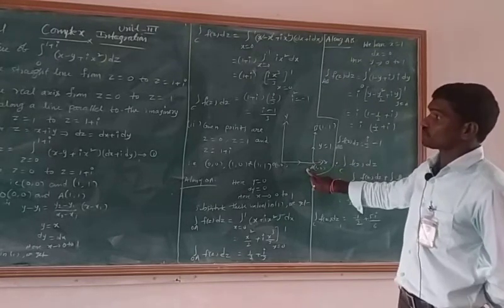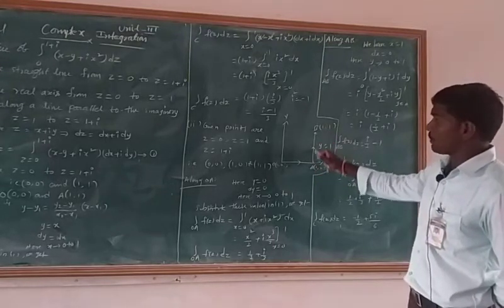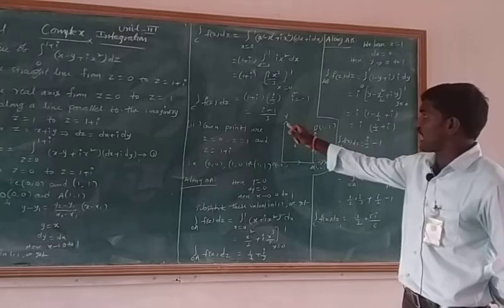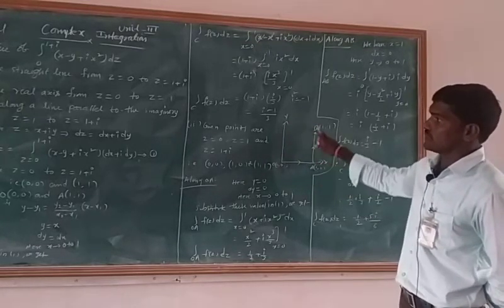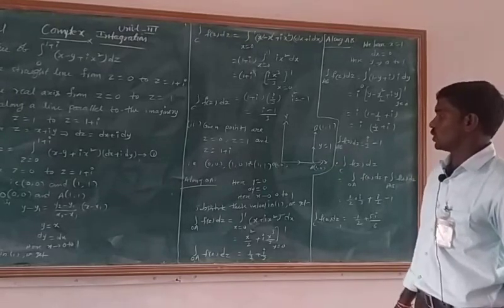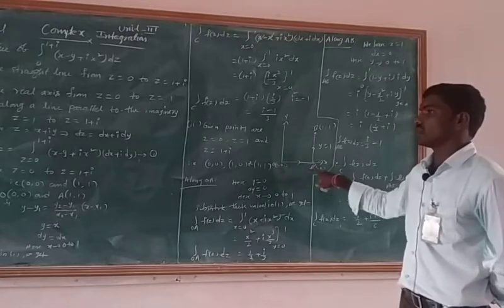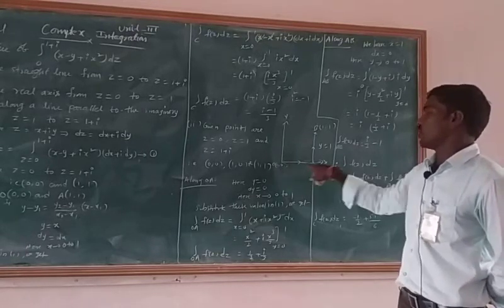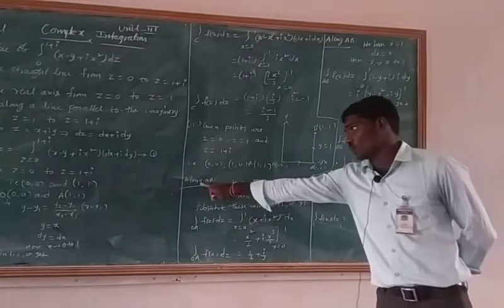And then a line parallel to the imaginary axis. The imaginary axis is nothing but the y axis. That is z equals 1 to z equals 1 plus i, and the point 1 plus i is nothing but (1, 1). So here the path has two lines, that is two curves: along OA and along AB.